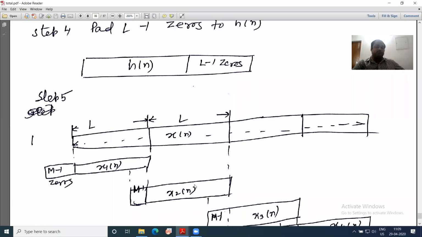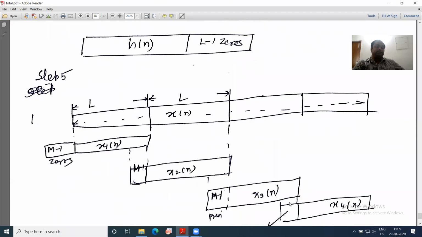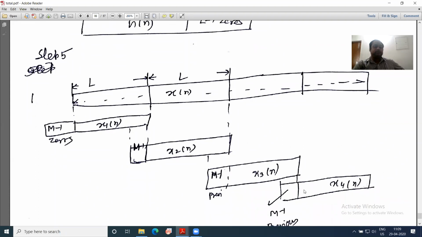Now next, for x2 of n, you have to pad m minus 1 data points from x1 of n. And for x3 of n, you have to include m minus 1 data from x2 of n. Like that, for x4 of n, you have to add m minus 1 previous data. So for each block, you have to add m minus 1 previous data. Right?